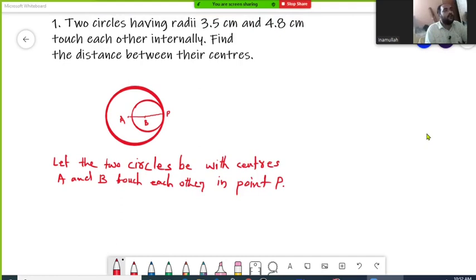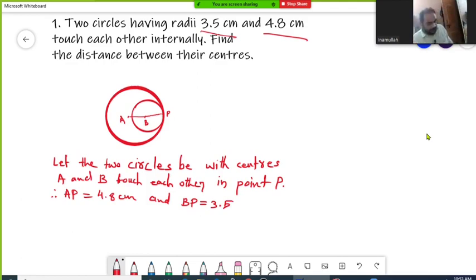The radii are already given. 3.5 is the radius of the smaller circle and 4.8 is the radius of the greater circle. And the radius of the bigger circle is AP. So here I can say AP is 4.8 centimeter, and BP is the radius of the smaller circle. So BP will become 3.5 centimeter. We need to find out the distance between their centers.